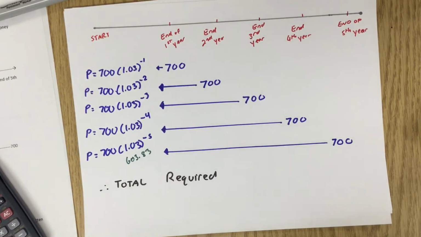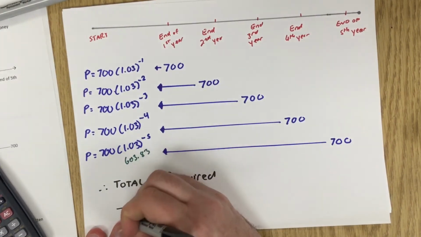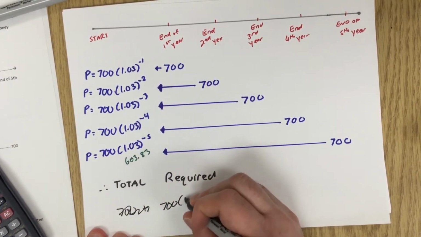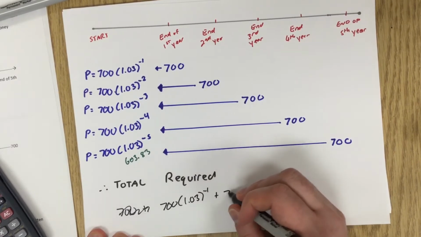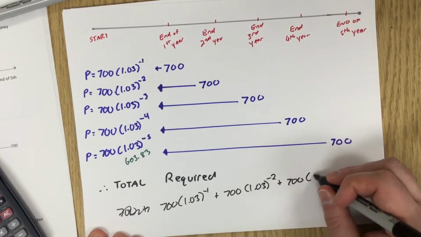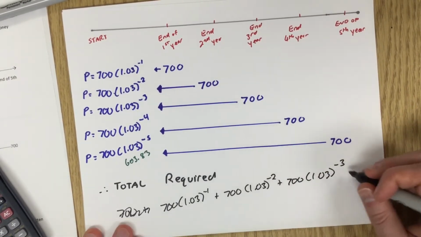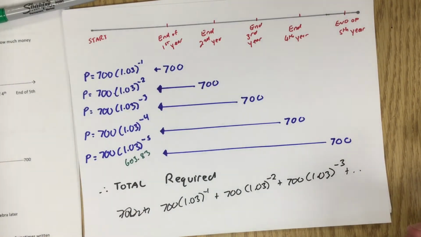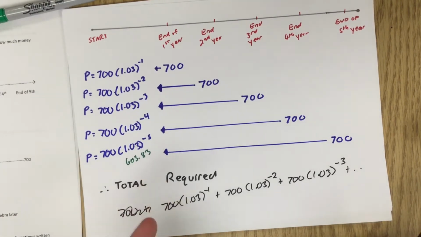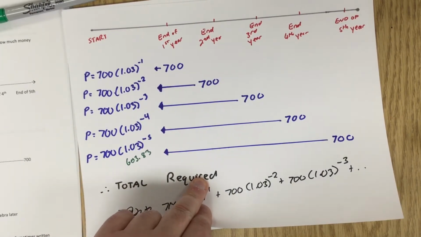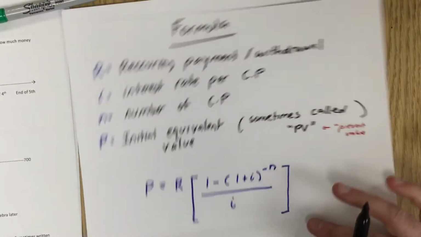So what's going to happen is our total required is going to be the 700 plus the 700 times 1.03 to the negative 1 plus the 700 times 1.03 to the negative 2 plus the 700 times 1.03 to the negative 3, etc. And this once again is a geometric series. The A is 700, the R in this case is 1 over 1.03 because we're dividing by that each time.